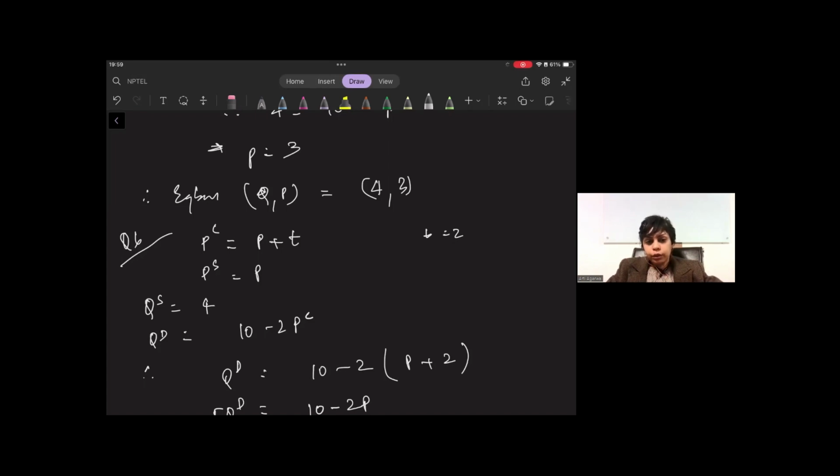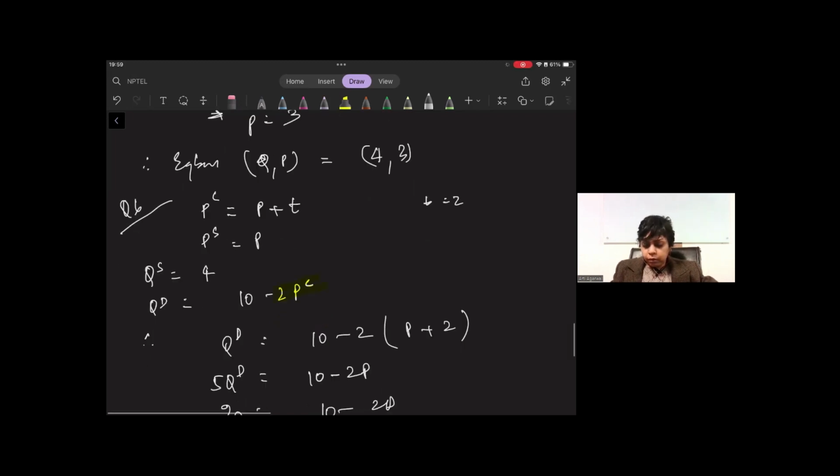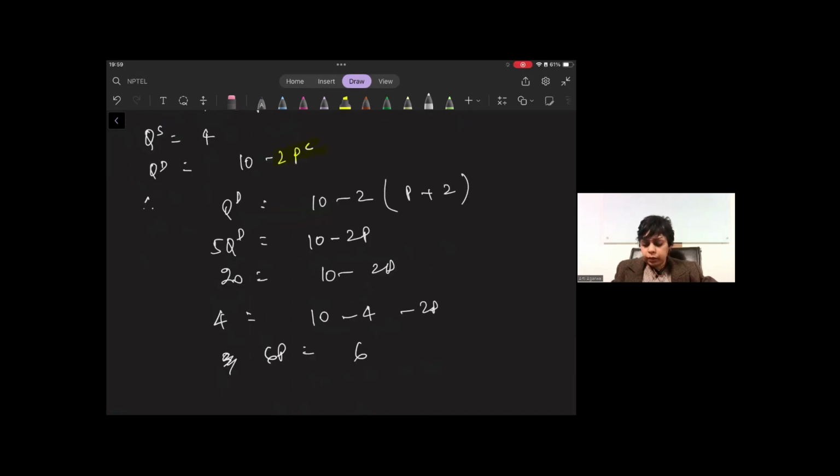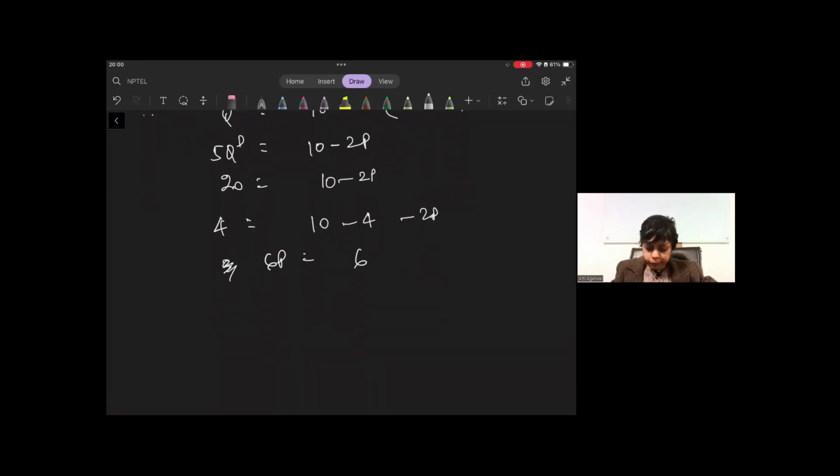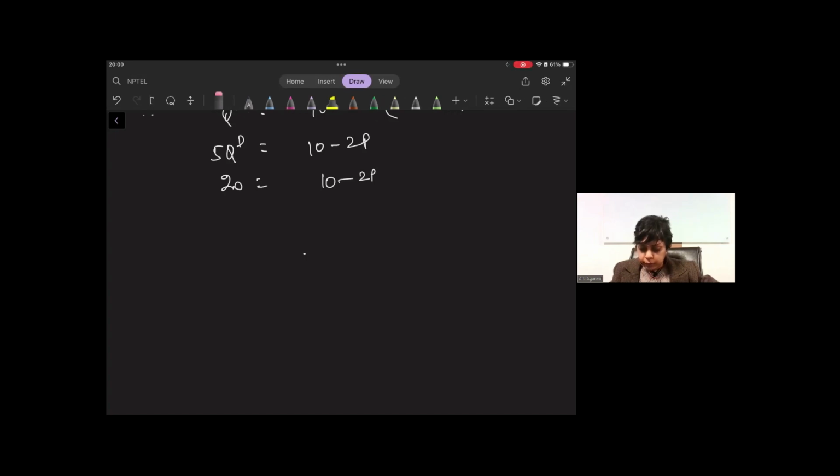Now, QS we know is 4. QD, the equation for QD was 10 minus 2P. Now, instead of 2P, this becomes 2PC. This becomes 2PC instead of 2P. Now, what is this PC? This is, of course, P plus 2. You just plug in the value P plus 2. I've already done the calculation, just writing it in a neater way. Let me solve this properly. I think this is a bit ugly, but you have the answer basically.